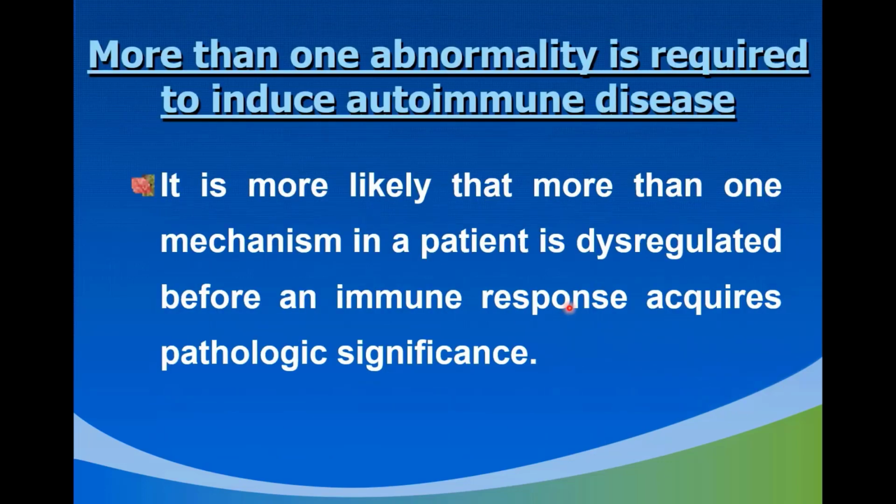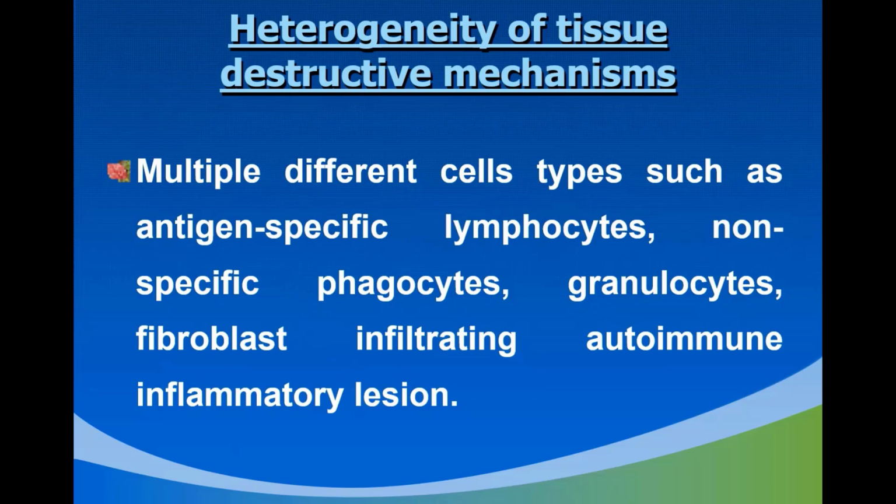More than one abnormality is required to induce autoimmune disease. It's more likely that more than one mechanism is dysregulated before an immune response acquires pathological significance. Heterogeneity of tissue destructive mechanisms: multiple different cell types, such as antigen-specific lymphocytes, non-specific phagocytes, granulocytes, and fibroblasts, infiltrate the autoimmune inflammatory lesion.